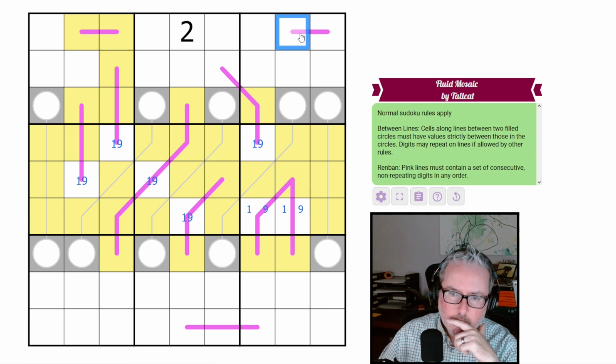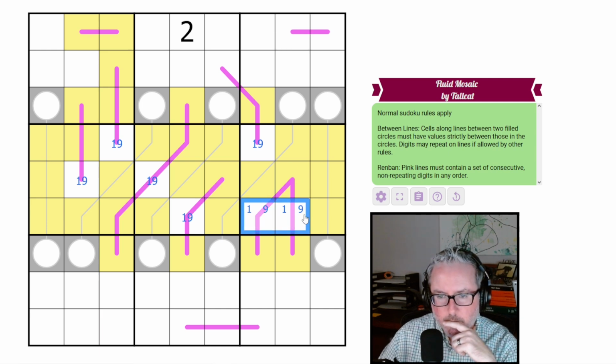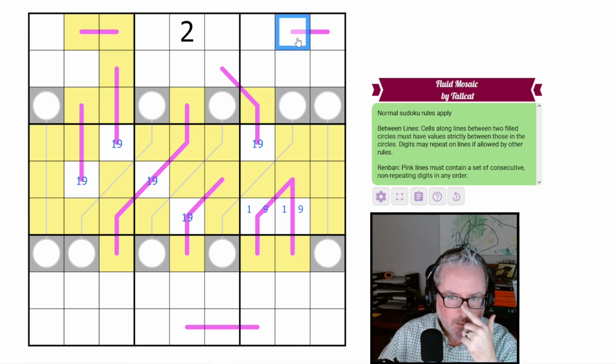Well, the same doesn't apply here unless we figure out which one of these two is the 1 or the 9. Because if we were to say this is a 1 or a 9... No, actually we don't have the same logic here.